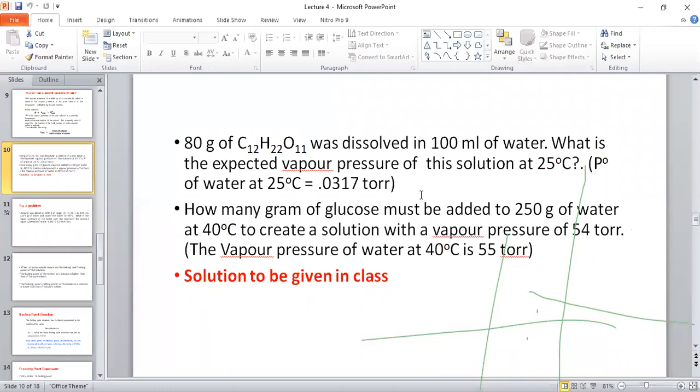You say what? 0.234 mole. 0.234 mole. Yes, sir. Okay, now, how many grams do we have? What is the molar mass of molecular weight of glucose? 342. 300 and 42. say what? 342. 342.